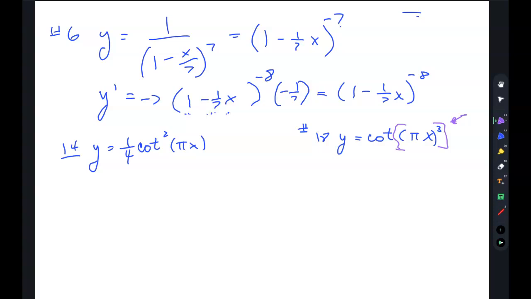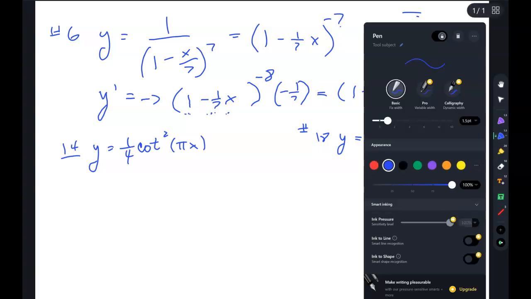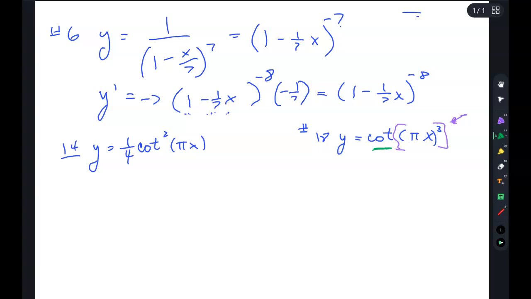So the outside function is just the cotangent, right? To take the derivative of this, you would start with taking the derivative of the cotangent. So let's go do this one. So y prime would be negative cosecant squared. You carry this angle along, right? So you're going to carry this thing along. So I'm going to have pi x all cubed.